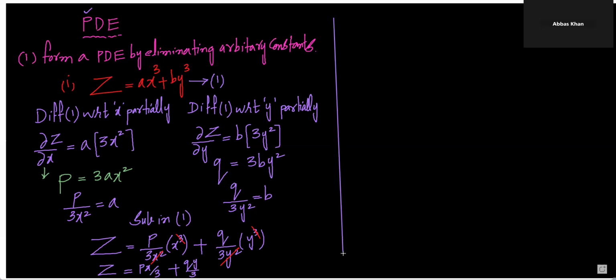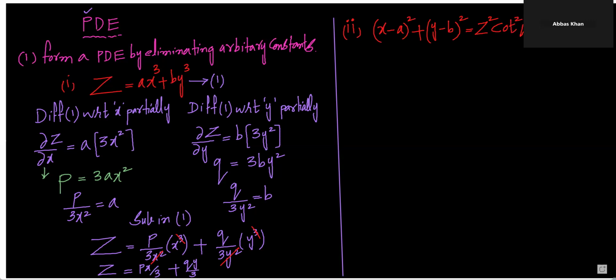Formation of differential equation by eliminating arbitrary constant. Understand? Shall we move on for one more? The second question in this one is: x minus a whole square plus y minus b whole square is equal to z square into cot square alpha.